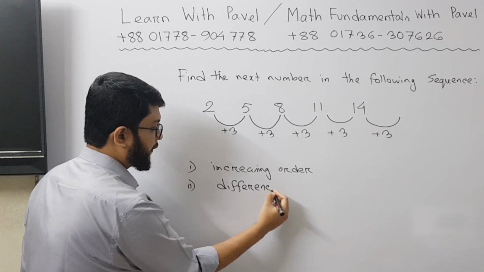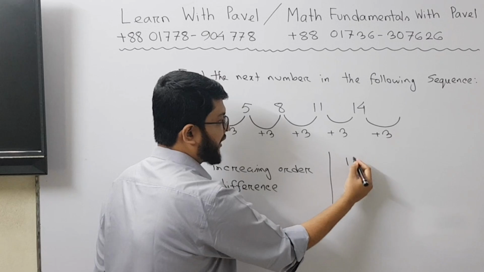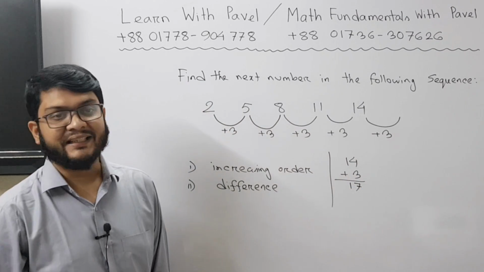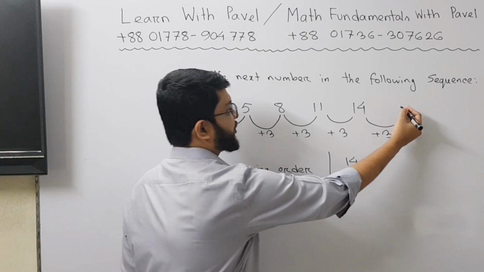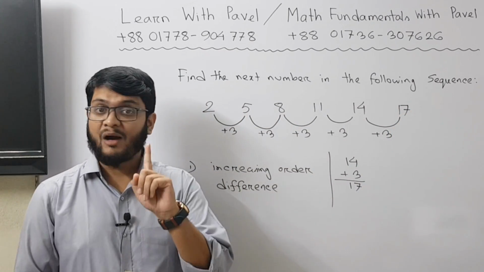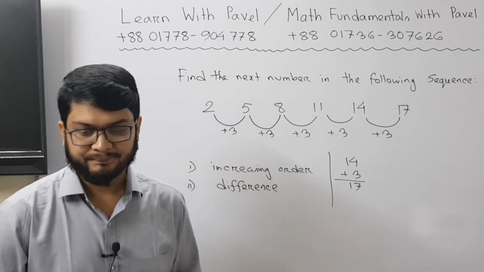So the next number will also be plus 3. The second thing you can observe is the difference, which here is plus 3. So we can write 14 plus 3 and we get 17. The next number should be 17. I hope you understood. Now I will give you another question that you will solve.